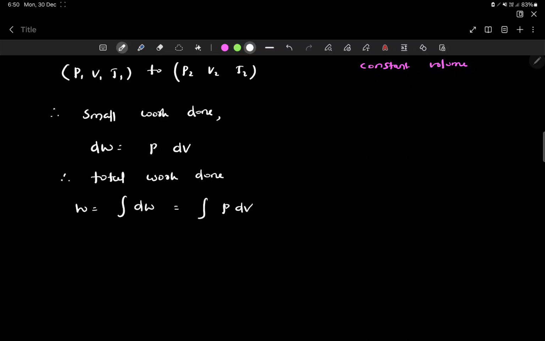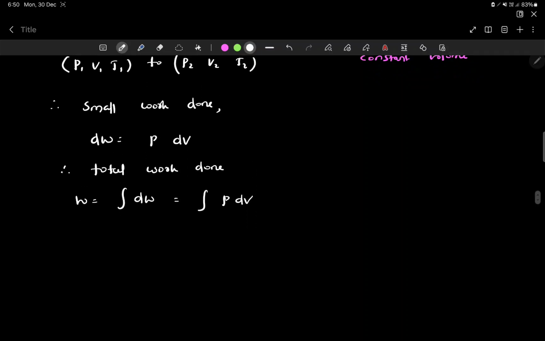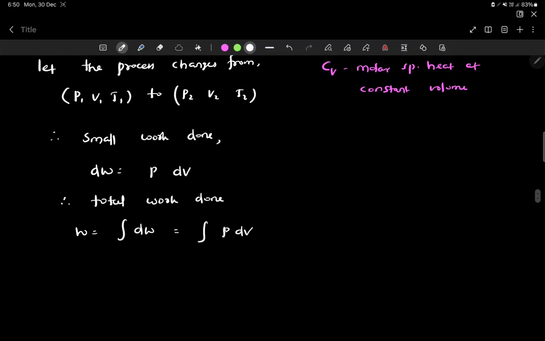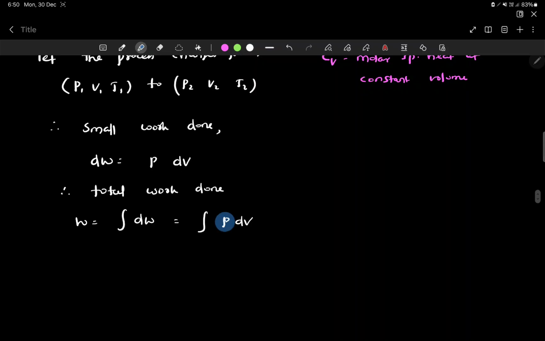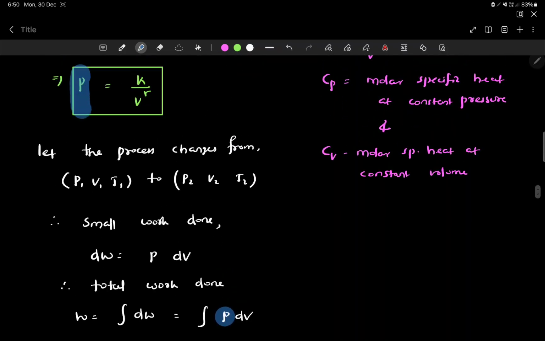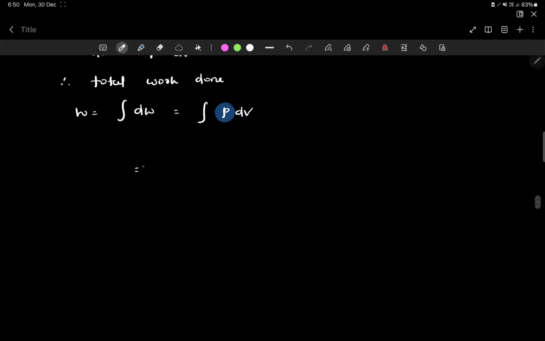Observe carefully how I am calculating this. Maintain your copy immediately. So instead of pressure we can write K by v to the power gamma. So this is equal to integration K by v to the power gamma dv, from v1 to v2, because volume changes from v1 to v2.